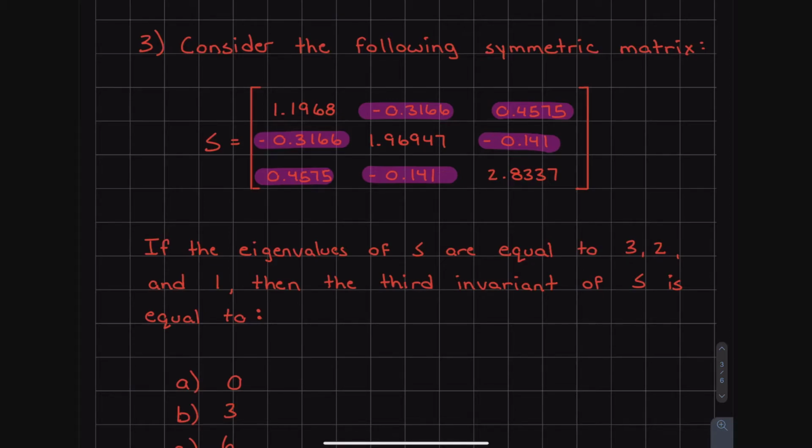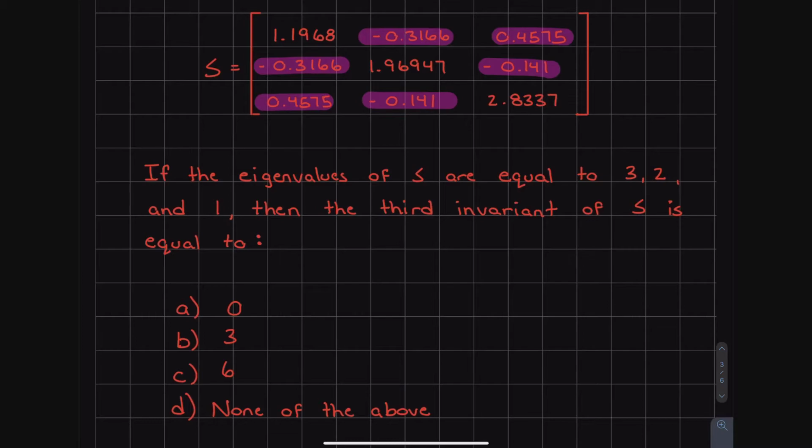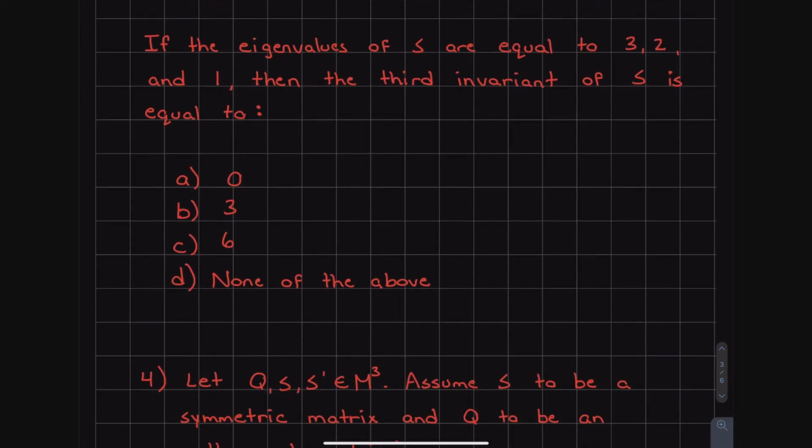So the question says, if the eigenvalues of S are equal to 2, 3, and 1, then the third invariant of S is equal to, and it gives us 3 different answers. So this is when we're going to have to use the properties of a symmetric matrix. So remember that there exists a matrix S prime, and since it's through a change of basis, invariant 3 of S is equal to the invariant 3 of S prime. And we know that the invariant 3 is just the determinant. So this is going to be the determinant of S prime.